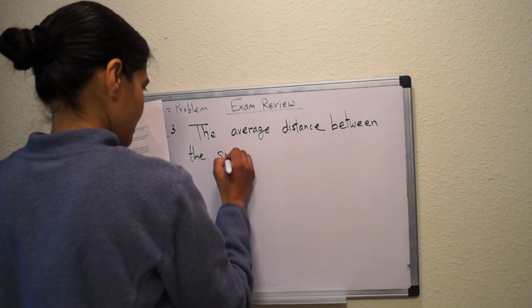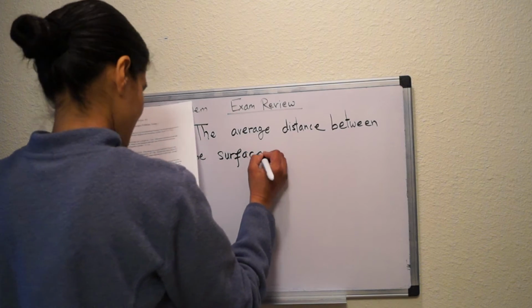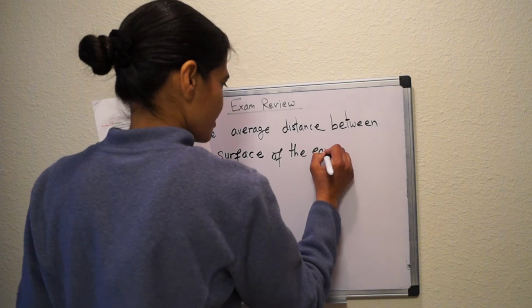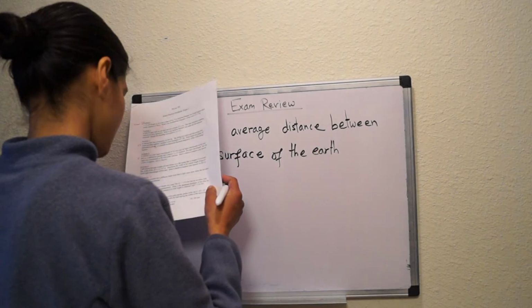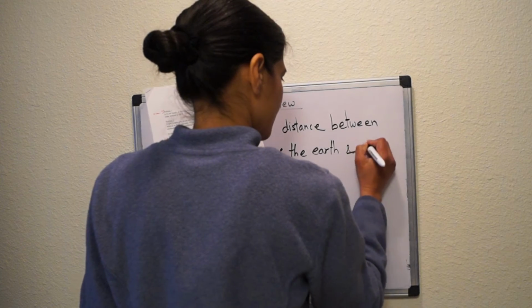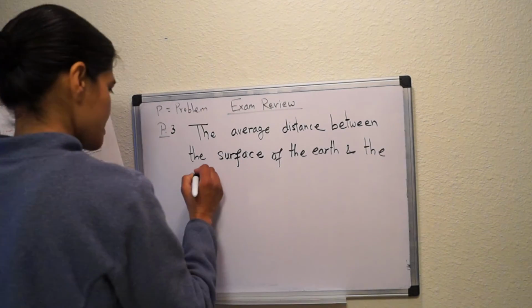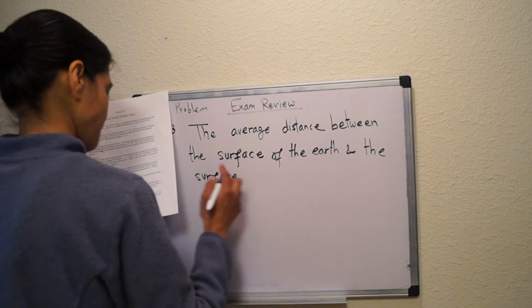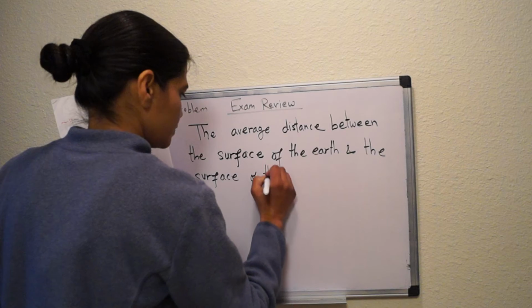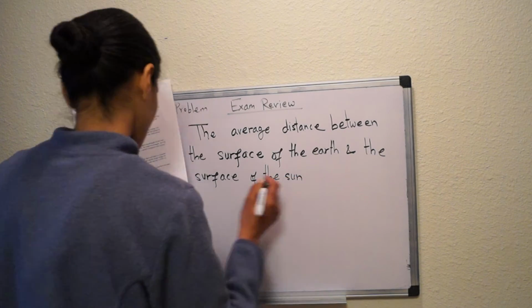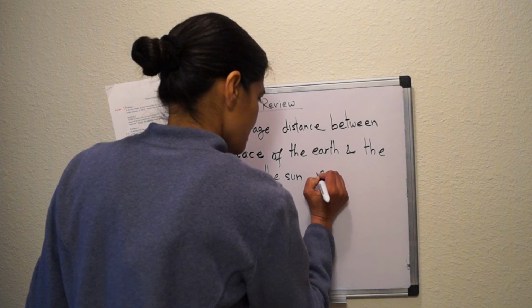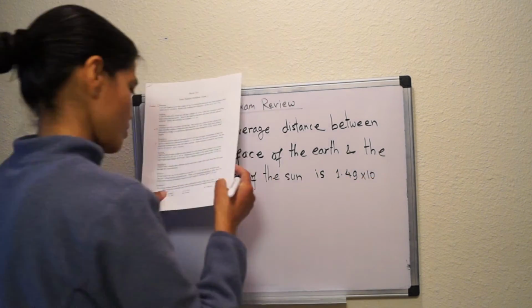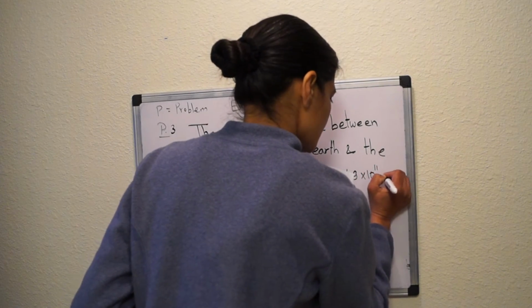Surface of the earth and the surface of the sun is 1.49 times 10 to the power 11 meter.